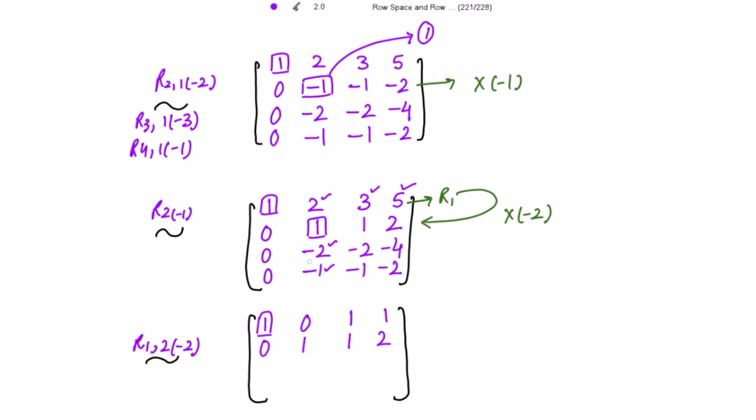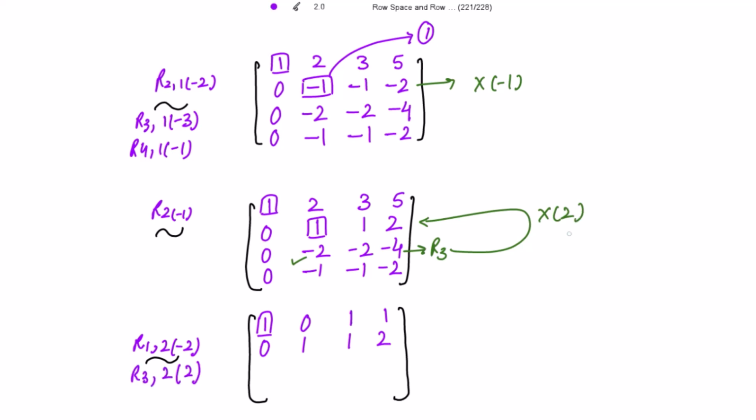To make 0 in place of -2 in the third row, we apply the operation on row 3 by adding to it row 2 multiplied by 2. 0 times 2 is 0, adding this to 0 we get 0. 1 times 2 is 2, adding this to -2 we get 0. 1 times 2 is 2, adding this to -2 we get 0. 2 times 2 is 4, adding this to -4 we get 0.